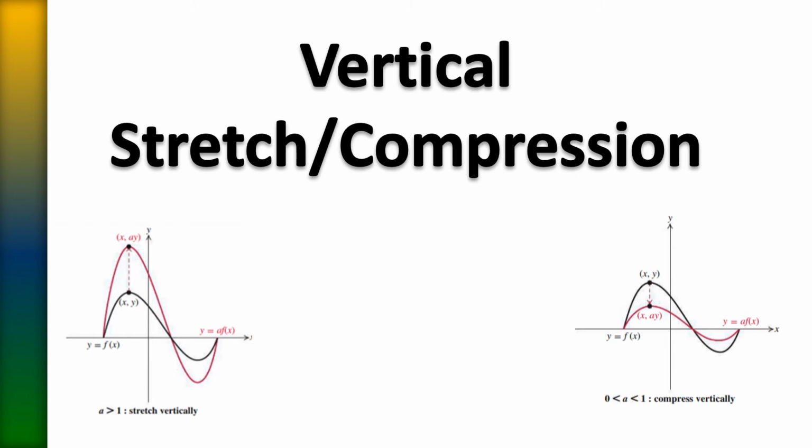Like if you were to grab hold of the graph and pull it upward, you're pulling it away from the x-axis. That's a vertical stretch. And that same graph, instead of pulling up on it, if you push down on it, you're like pushing it down toward the x-axis. That's a compression or shrinking the graph.